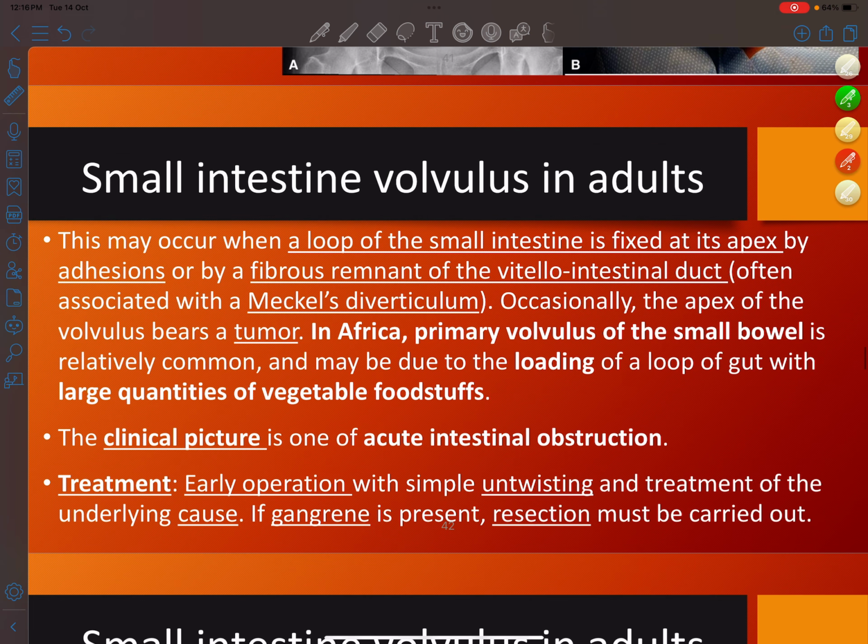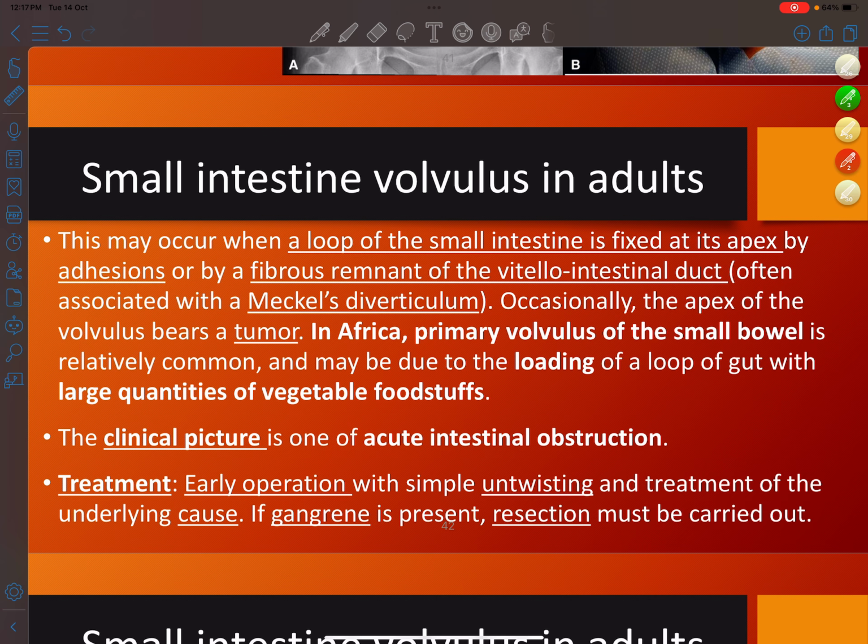Small intestine volvulus is usually a result of some attachment to the wall of the small bowel, around which the small bowel loop will rotate. Sometimes it's a tumor, sometimes a fibrous remnant of the omphalo-intestinal duct, as in Meckel's diverticulum. The clinical picture is a picture of intestinal obstruction.